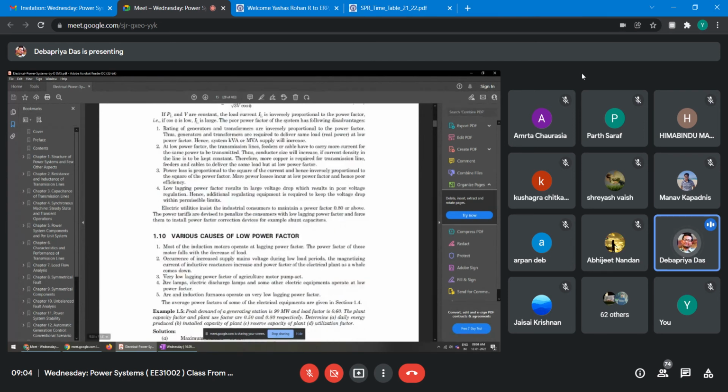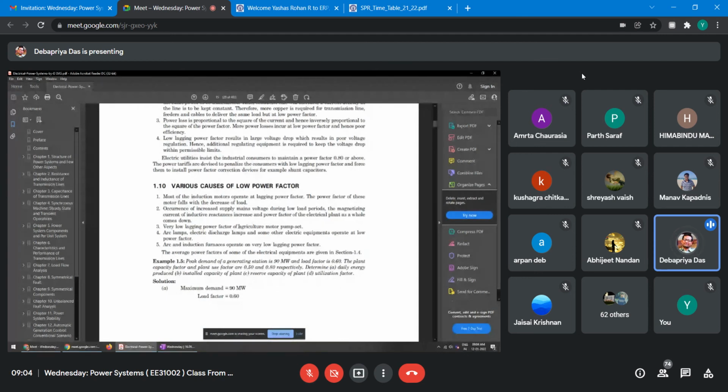And various causes of low power factor. Most induction motors operate at lagging power factor. The power factor of this motor falls with the decrease of the load, right? Occurrence of increased supply mains voltage during low voltage periods: the magnetizing current of inductive reactances increases, and the power factor of the electrical plant as a whole comes down.